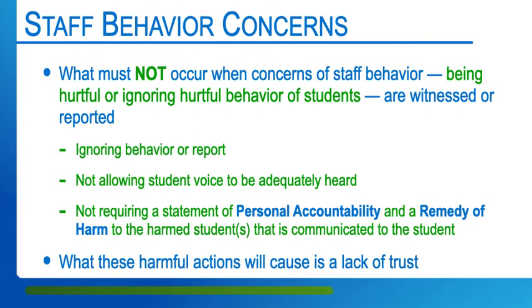Now, we also have to talk about staff behavior concerns. What must not occur when there are concerns of staff behavior, and this includes being hurtful, even if this is just a microaggression, or ignoring the hurtful behavior of students that is witnessed or reported. What must not occur is ignoring the behavior or report, not allowing student voice to be adequately heard, and not requiring a statement of personal accountability and a remedy of harm to the harmed student or students that is communicated to them. What these harmful actions will cause is a lack of trust.